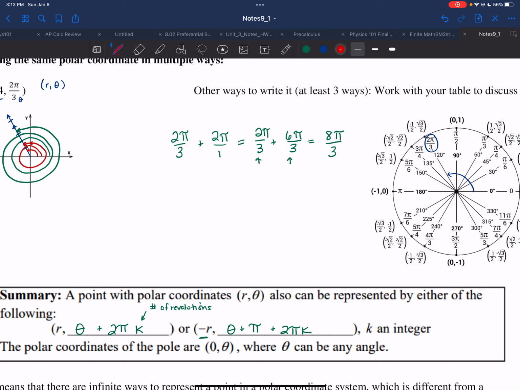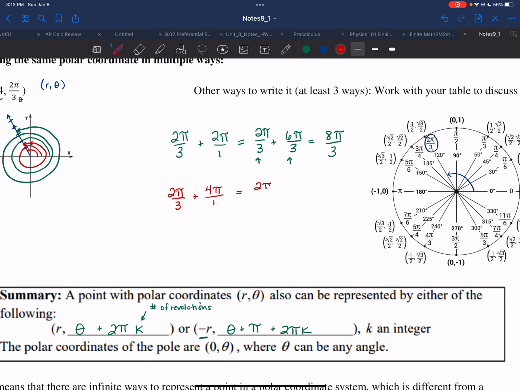Let's go ahead and add 4 pi to it. So if I have 2 pi over 3 plus 4 pi, which would be 2 pi times 2, my k would be 2 on that one. So 4 pi, and remember 4 pi is over 1 anytime you're just adding a value like that.